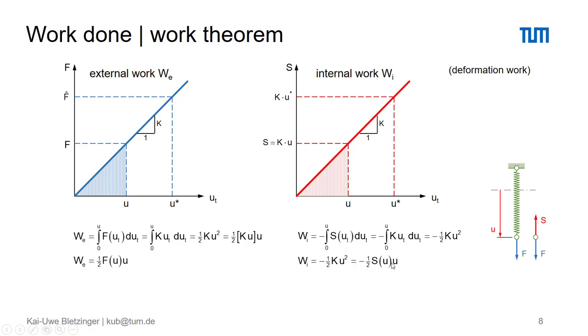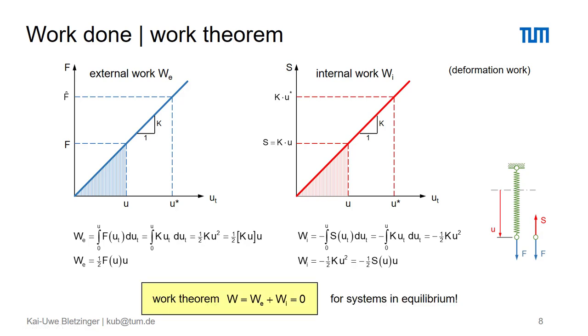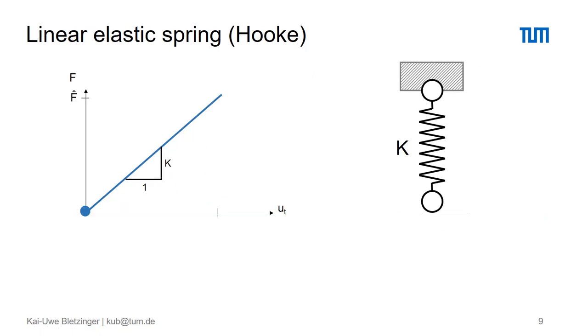And as we have the same values on the left and the right side, it's also quite obvious that if we sum up the external work and the internal work, we always reach 0 throughout our complete experiment from 0 to state 2. And that's the work theorem, which applies for systems in equilibrium only. Very important. We can just animate what we did before.